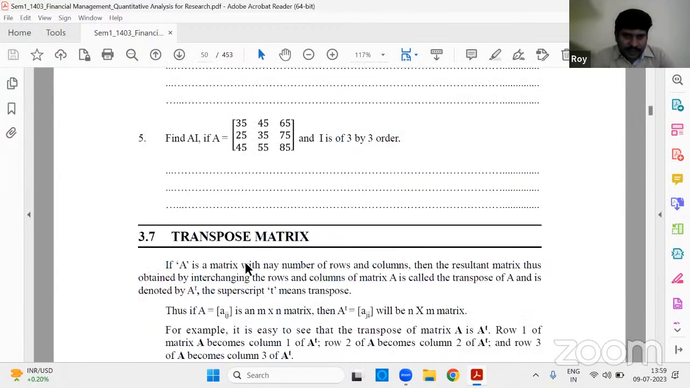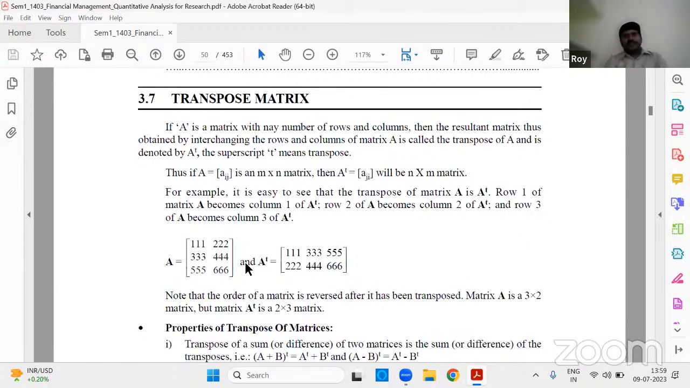And now the next topic, transpose of matrix. This is also important. A is the matrix with any number n of rows and columns. Then the resultant matrix is obtained by interchanging the rows and the columns. For example, let us say, just simply I'm going into the example. This is the matrix.